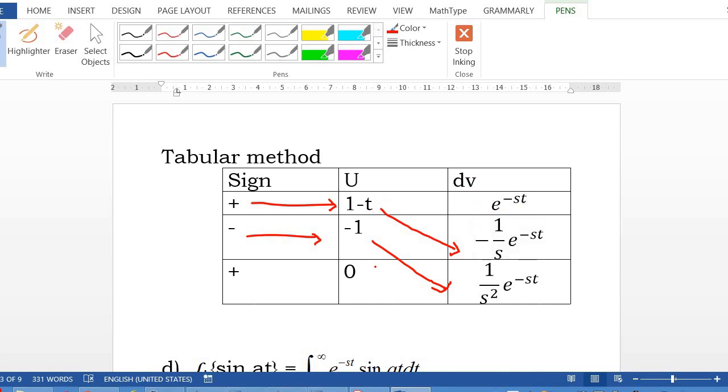For u, if you have a polynomial function, you differentiate until you reach 0. Differentiating 1 minus t gives negative 1, and differentiating negative 1 gives 0. For dv, you integrate it. Integrating e to the negative st gives negative 1 over s times e to the negative st. Integrate a second time, dividing again by negative s, so you have 1 over s squared times e to the negative st.